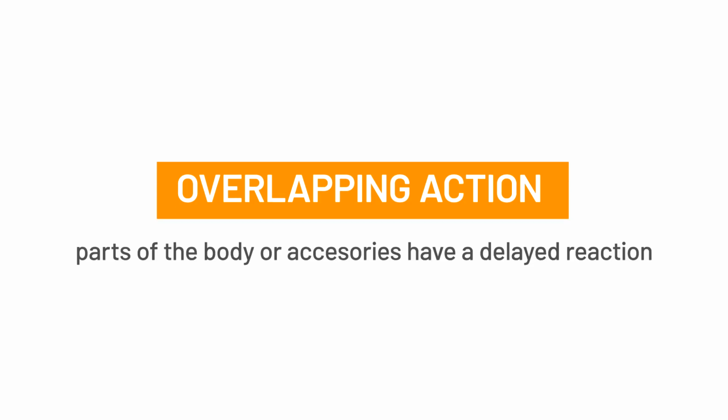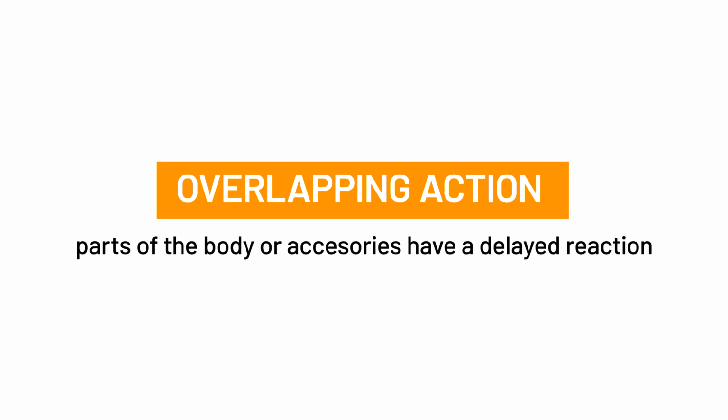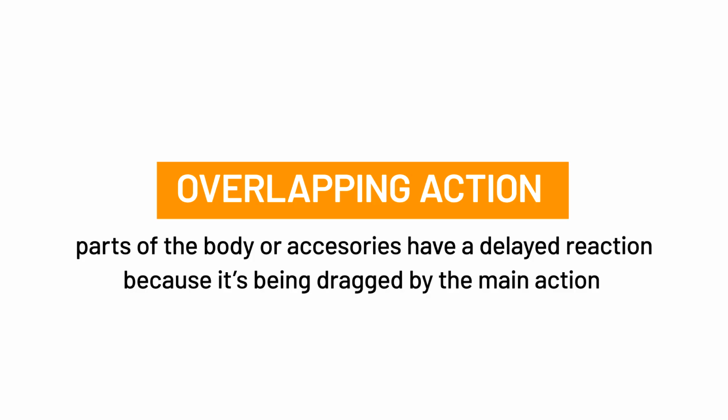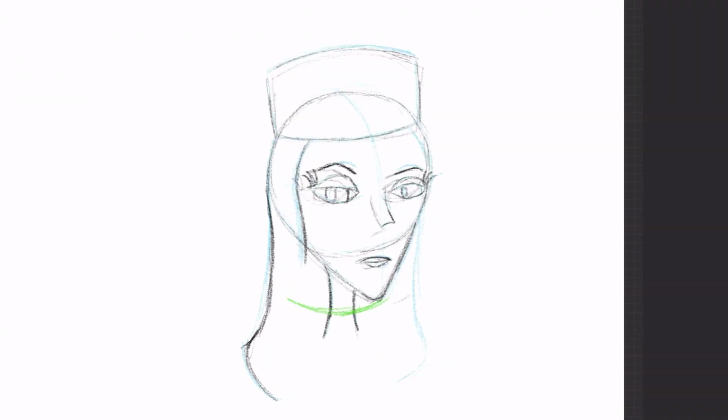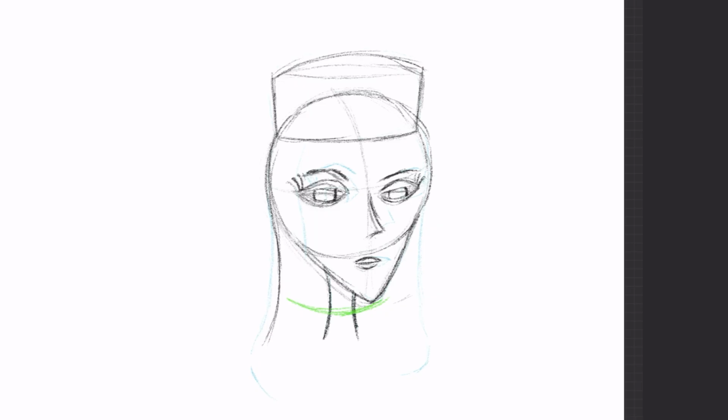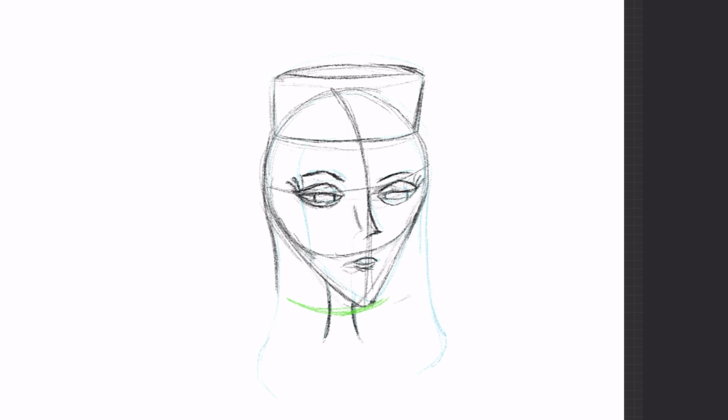This is how I've always thought of overlapping action. It's when parts of the body or accessories have a delayed reaction because they're being dragged by the main action. So how do you animate overlapping action? You're always going to want to set up that delay. So the head might start moving, but you're going to delay moving the hair by 1 or 2 frames, at least the end that's not attached to the head, because the end that's attached to the head is going to move with your head first. And then the bottom half of the hair, that's going to be delayed.